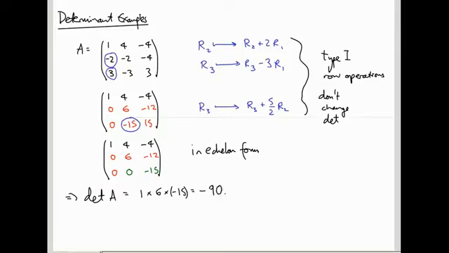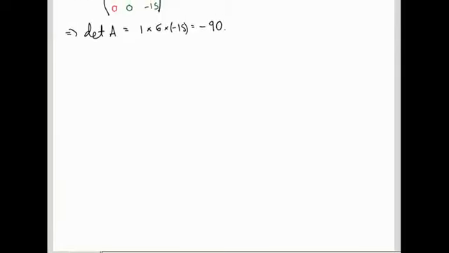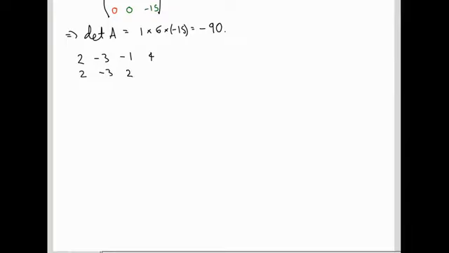Okay, let's do another example. Let's do a 4x4 example. So 2, minus 3, minus 1, 4; 2, minus 3, 2, 4; 2, minus 1, minus 4, minus 3; 2, minus 3, 4, 2. Let's call this B.